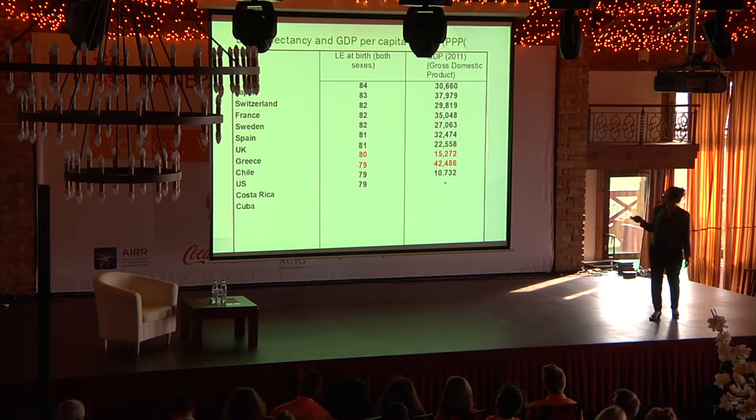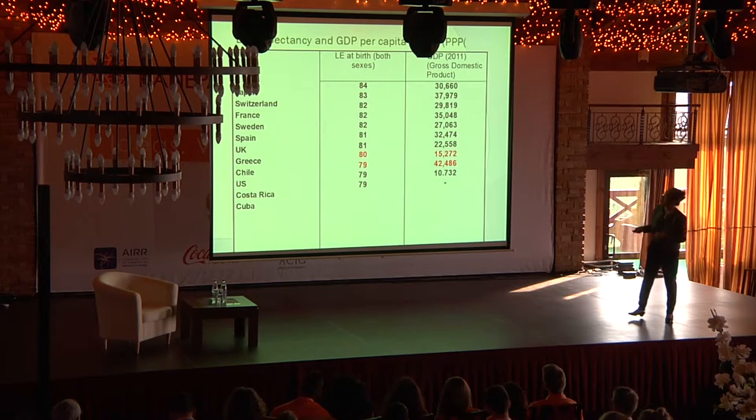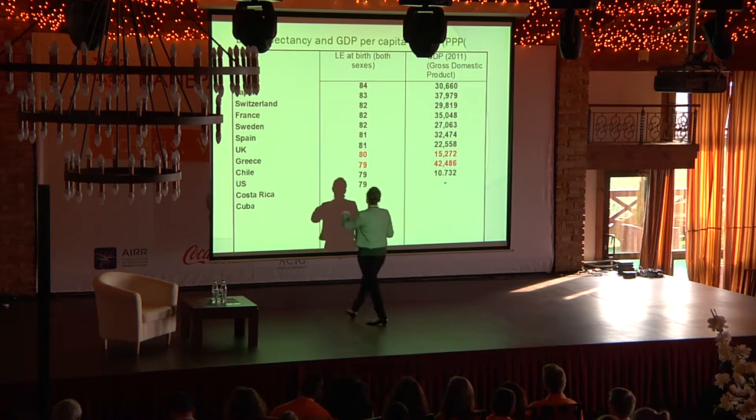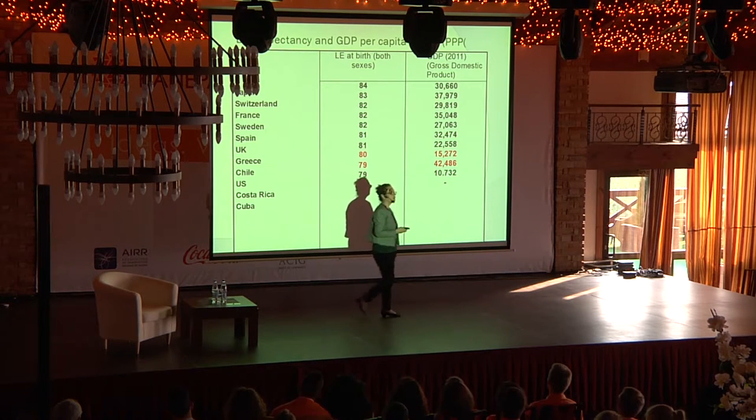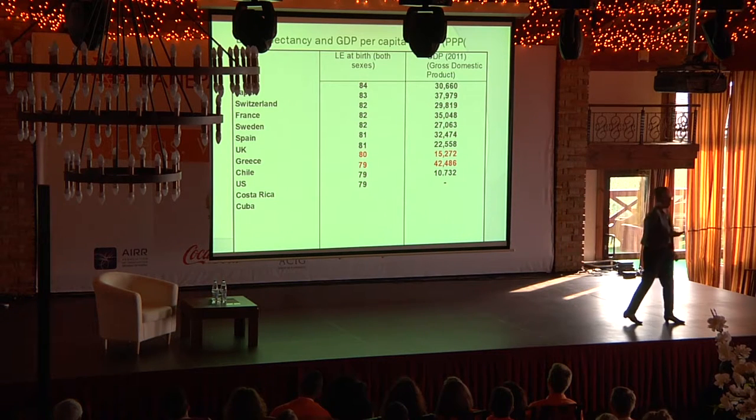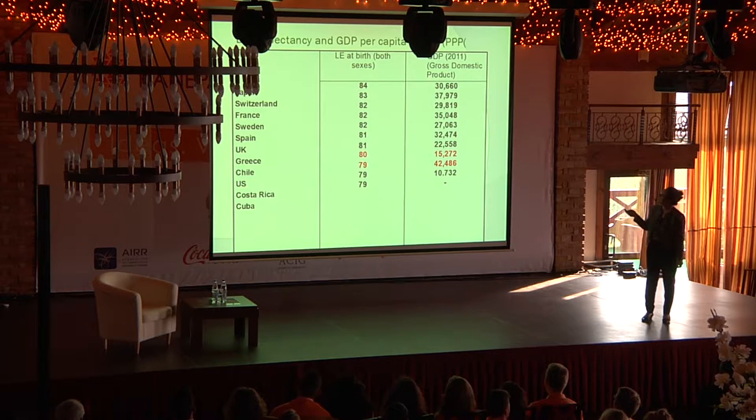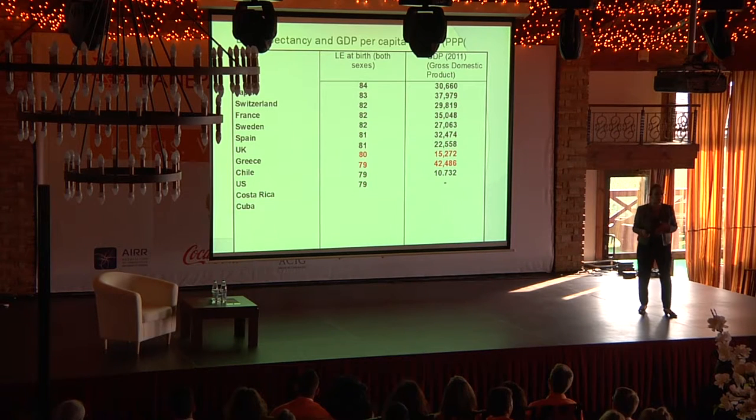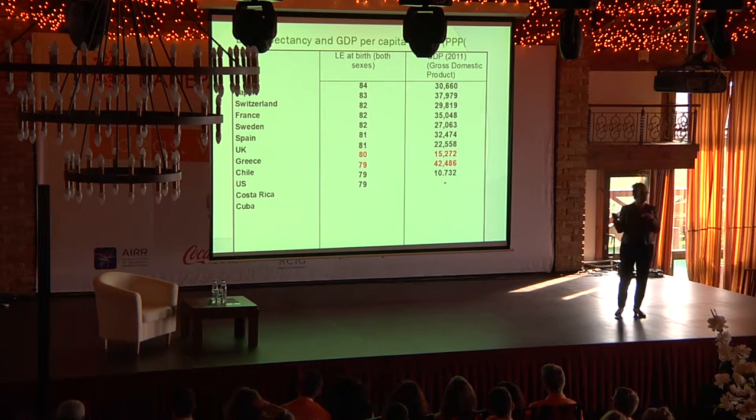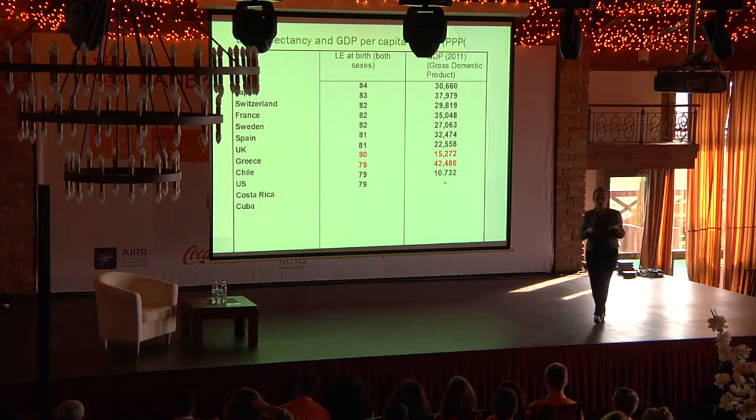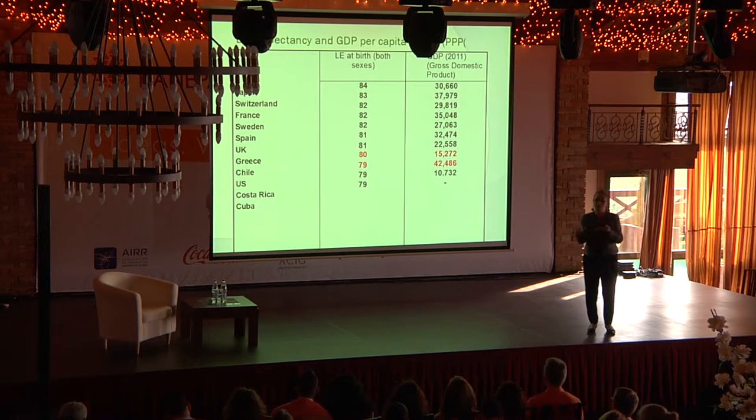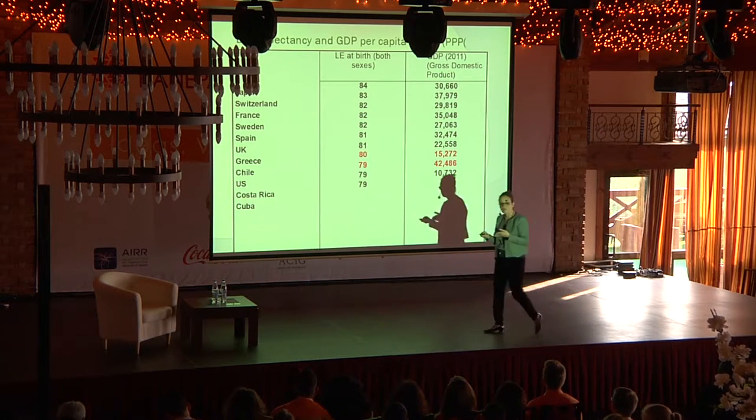What you see here is that in Chile, people live 80 years, and in the US, they live 79 years. Chile has much lower gross domestic product than the US. This is Chile, and this is the US, with three times higher gross domestic product. So how can it be that a country with lower economic development has the same or better life expectancy? What do you think? Why do people in Chile live as long as in the US?